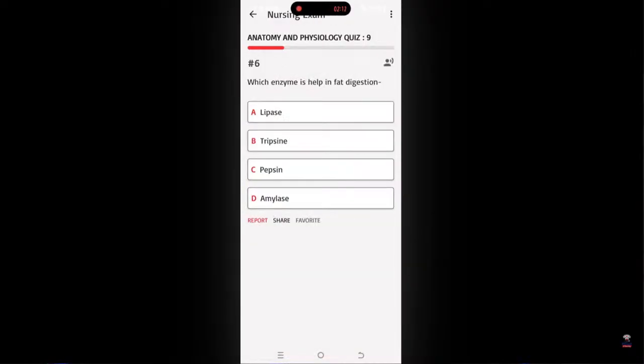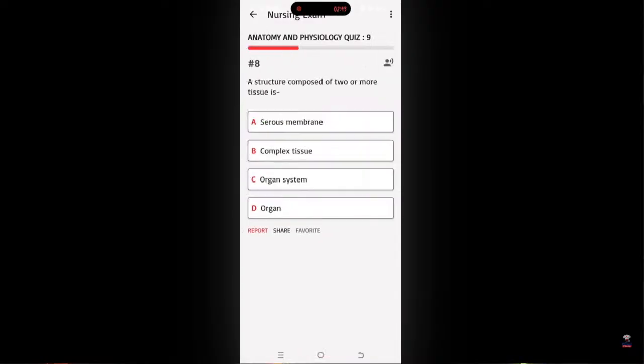Which enzyme helps in fat digestion? A. Lipase. B. Trypsin. C. Pepsin. D. Amylase. Correct answer. pH of blood: A. 7.35 minus 7.45. B. 6.8 minus 7.12. C. 7.45 minus 7.85. D. 7.25 minus 8. Correct answer.